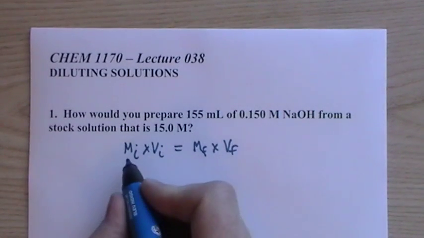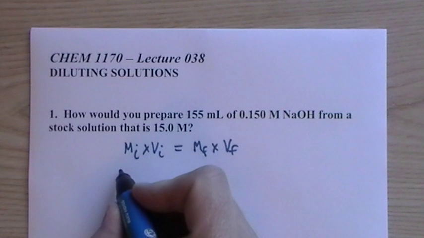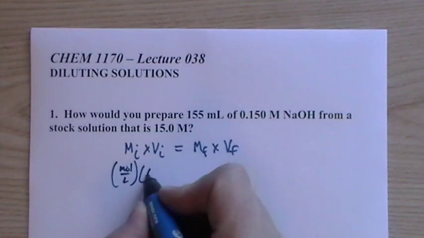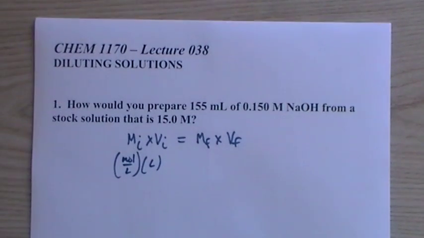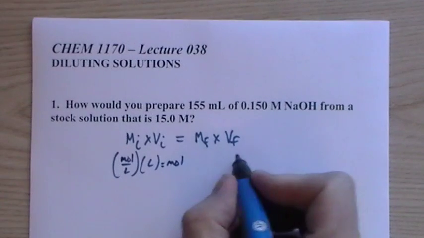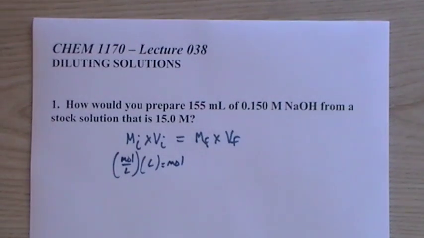The reason is this is concentration, which is moles per liter, and the volume is in liters, or we can put it in liters, and we end up with moles. Well, we end up with moles on the other side too. So by taking the concentration times the volume on each side, we just end up with the moles of the solute. It doesn't matter what the volume is.